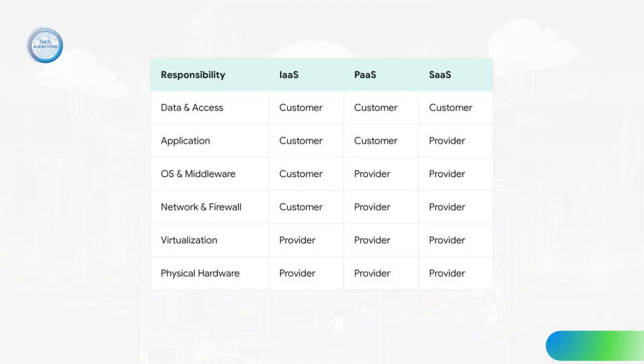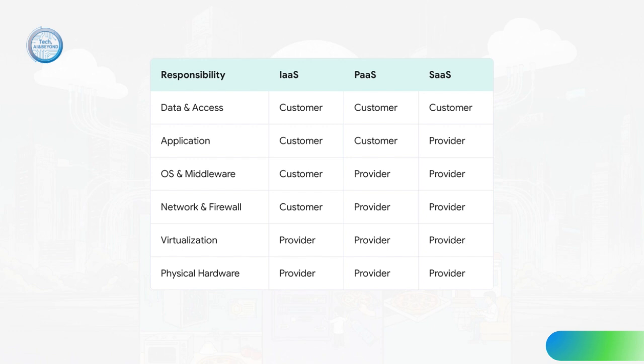And this table just lays it all out perfectly. Just look at the IaaS column, right? The customer, that's you, is responsible for a huge chunk of the stack, from your data all the way down to the OS and network setup. Now, as you slide over to PaaS and then to SaaS, you can see the provider takes on more and more of that underlying platform.